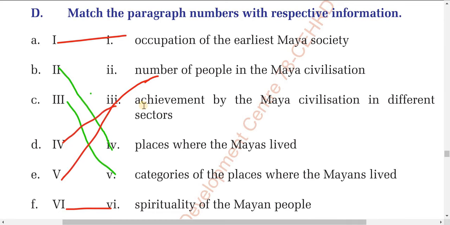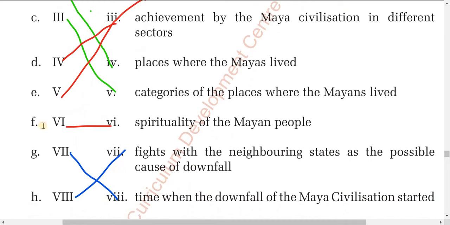Fourth paragraph is about the achievement by the Maya civilization in different sectors. And fifth paragraph is about the number of people in the Maya civilization. It gives information about the number of people in the Maya civilization. And sixth paragraph is about the spirituality of the Mayan people, the religion of the Mayan people. Seventh paragraph is about the time when the downfall of the Maya civilization started. And the last paragraph, eighth paragraph, is about the fights with the neighboring states, the possible cause of downfall.